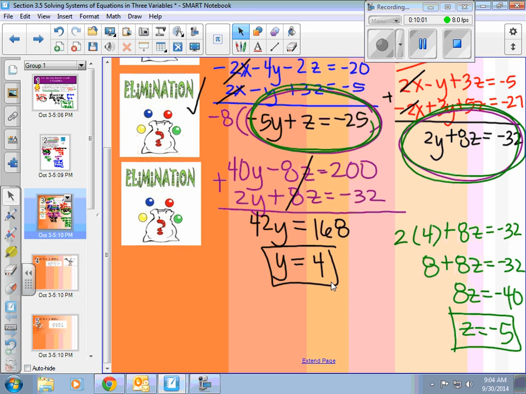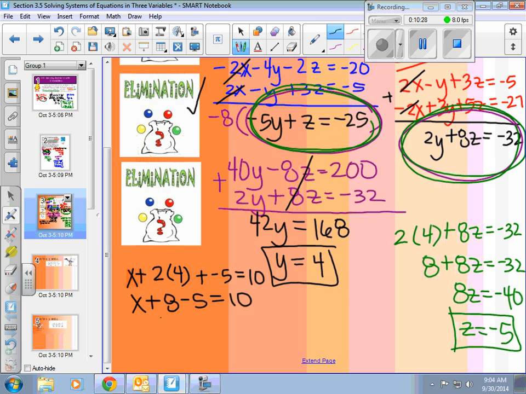Lastly, I need to figure out what x is. What you need to do is just pick one of the very original equations. I am going to take the very top one from the system and plug in my z and my y. So it has x plus 2 times y plus z, so plus a -5, is equal to 10. So I have x plus 8 minus 5 is equal to 10. Well, 8 minus 5 is 3. And if I subtract 3 from both sides, I get x is equal to 7.